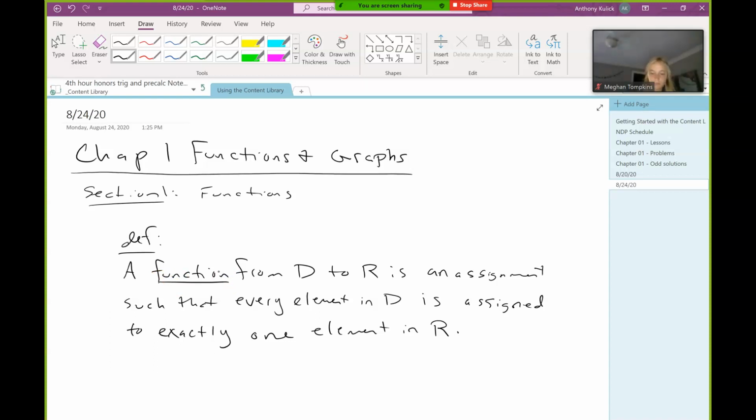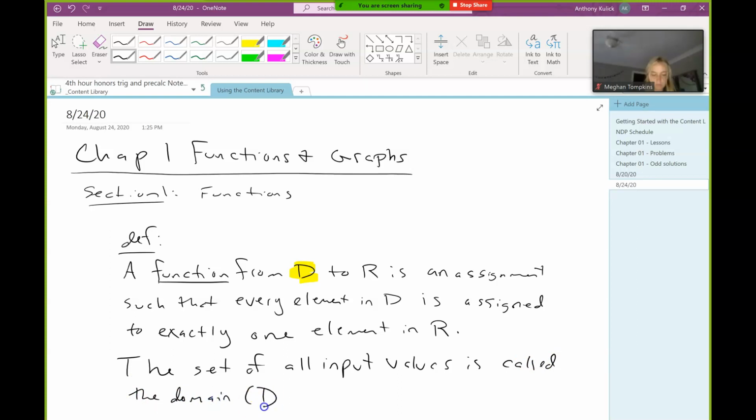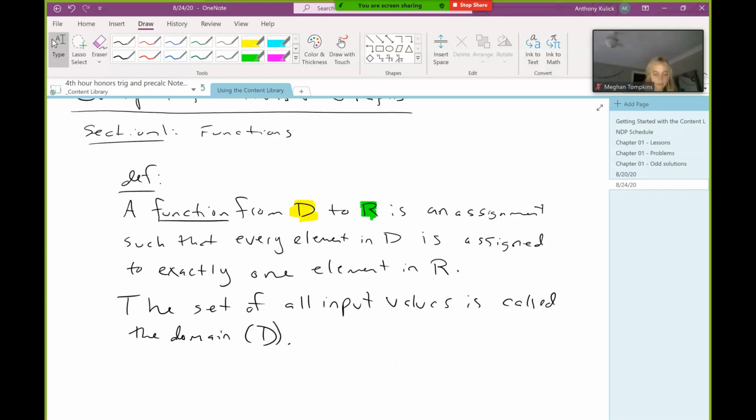Now these two sets D and R, I chose D and R for specific reasons. This set D has a special name. What do we call D? The domain. So we say the set of all input values is called the domain. That's D. And then what do we call R then? The range. Good. And the range is the set of all output values.